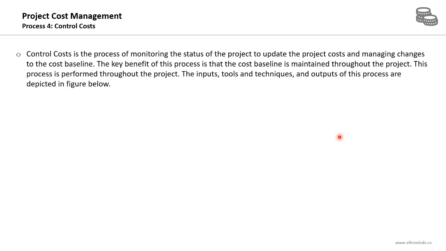Control costs is the process of monitoring the status of the project to update the project costs and managing changes to the cost baseline. So in this process, we will make sure that any change to the cost baseline should be officially approved, and we will monitor the status of the project spending and compare it to the cost baseline.